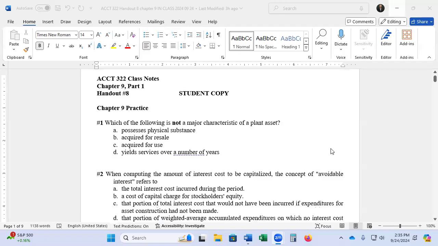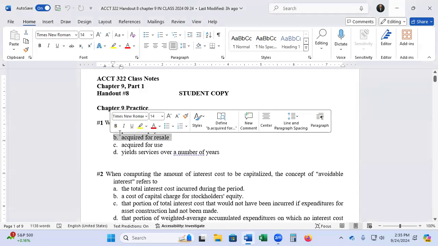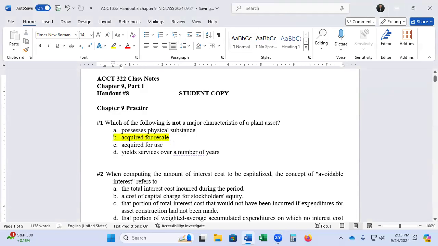Okay, so let's go ahead and talk about these. Which of the following is not a major characteristic of a plant asset? It possesses physical substance. That's true, right? It has to be something physical. Acquired for resale. That one would not be considered property, plant, or equipment. Something acquired for resale could be carried as an investment. The other thing it could be is inventory. So it could be one of those two.